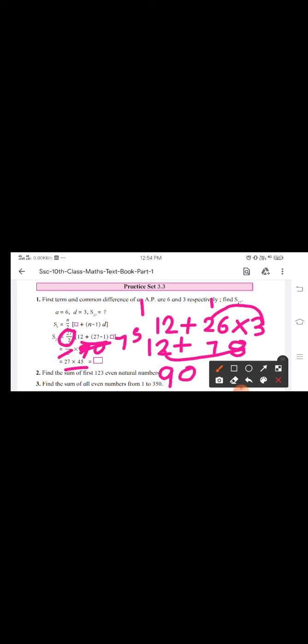So just multiply this 27 and 45 and you will get your answer, right? What is the answer when you multiply this? Can you tell? That will be your 1215. Okay, this is your answer of the first one. I think this is clear. Okay, now we'll do the next question.